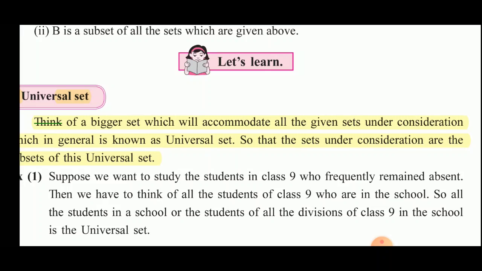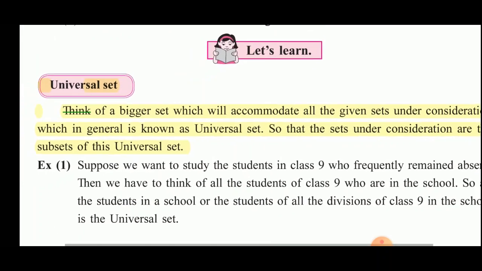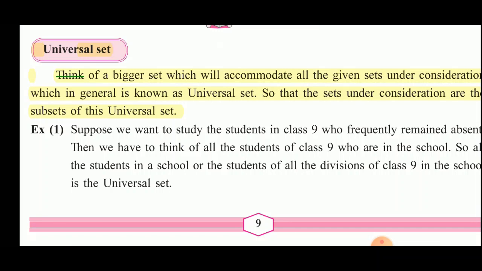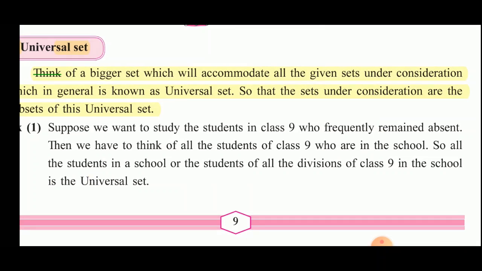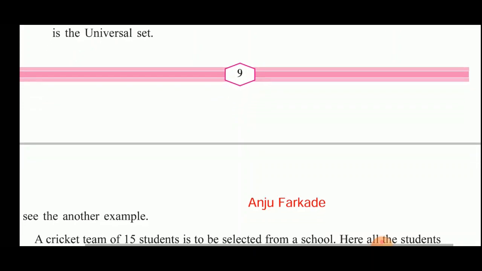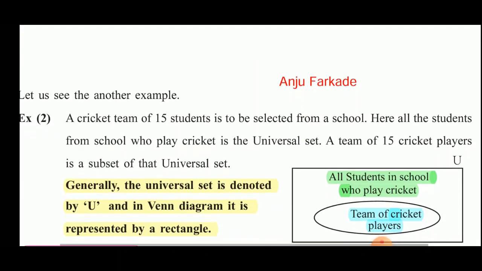So the sets under consideration are the subsets of the universal set. Suppose we want to study the students in class 9 who frequently remain absent. Then we have to think of all the students of class 9 who are in the school. So the students in a school are the students of all the divisions of class 9 in a school. These are the universal set. Then another example you can take here, this one.